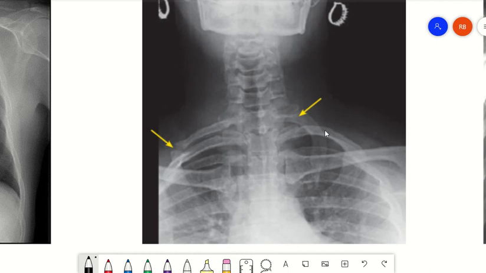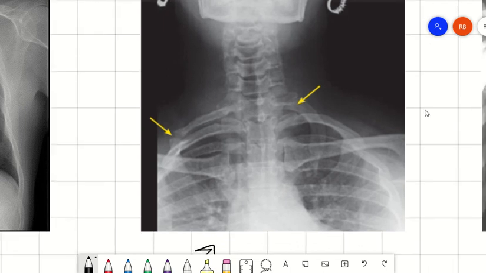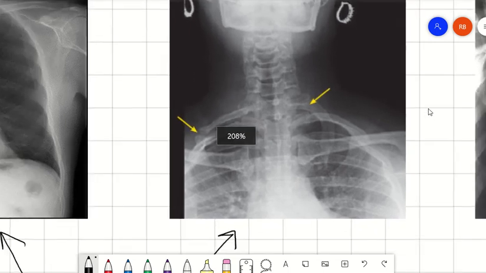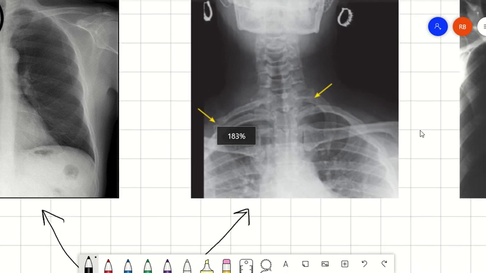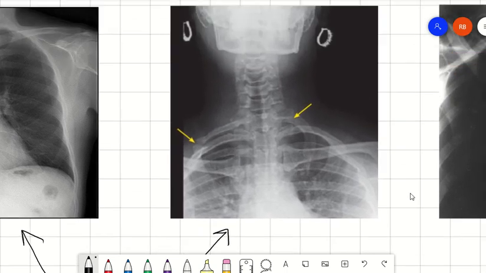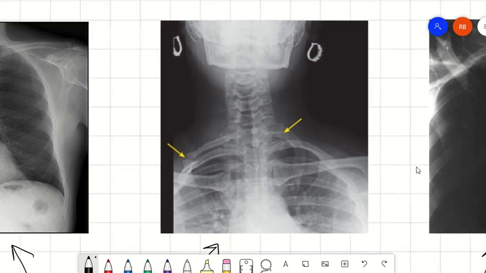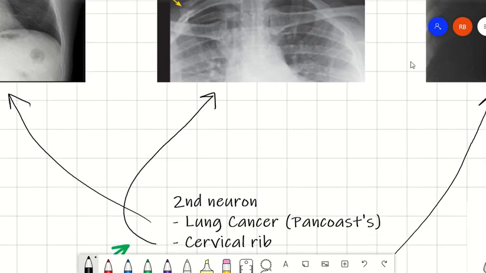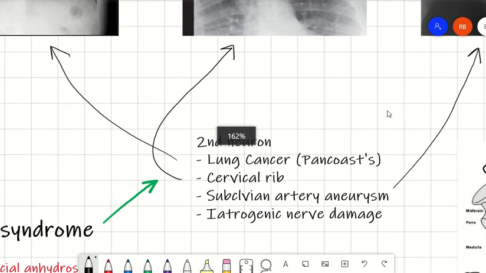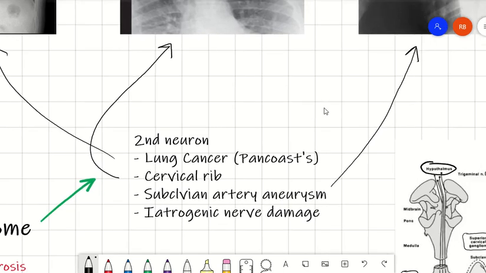There's an extra rib on this side, and it often comes from the C7 vertebra. So that can produce what we call thoracic outlet syndrome, where it produces symptoms in the arms, symptoms of numbness in the arms. But also, if it compresses on the chain, then you can get Horner syndrome.